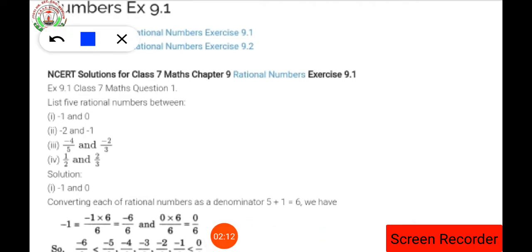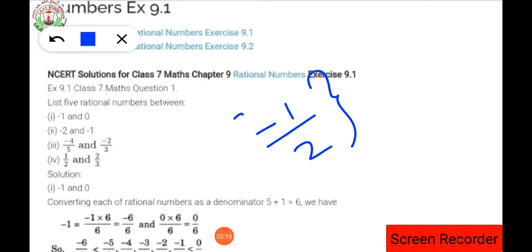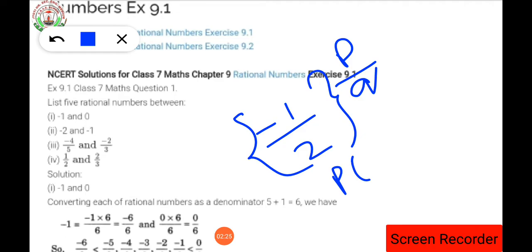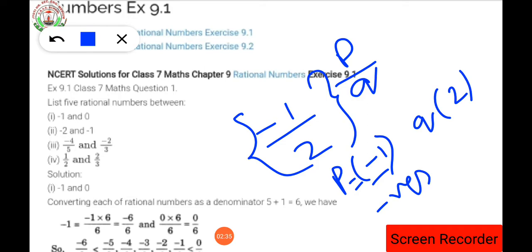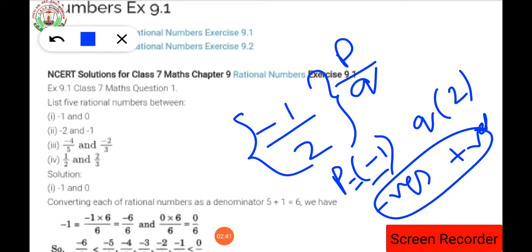For example, suppose I am having a number -1/2. This is in the form of p by q. Where numerator and denominator, what is the value of numerator? That is -1, isn't it? What is the value of denominator? That is q is 2. So the numerator is a negative number and the denominator is a positive number, so together it is an integer. That means -1/2 is a rational number.